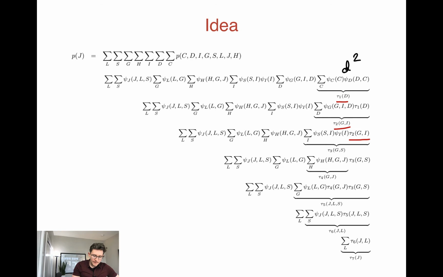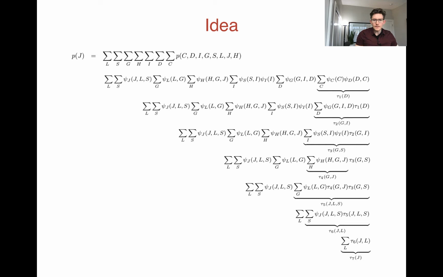Here, I had to do a calculation over G, I, and D, and then ultimately I'm going to get a factor over G and I. So this took D to the 3 because there are three variables. This one's D to the 3, D to the 3 again. The variables are H, G, and J.